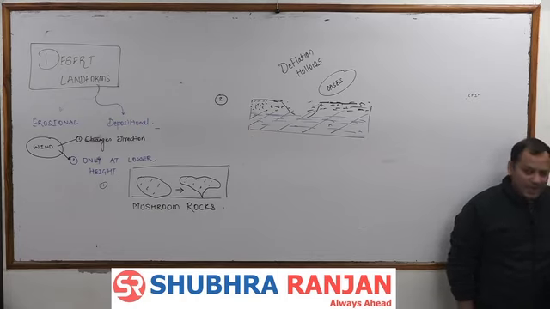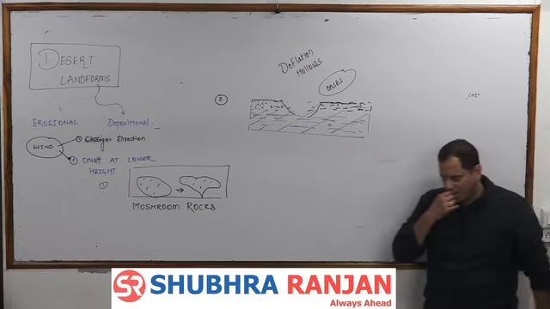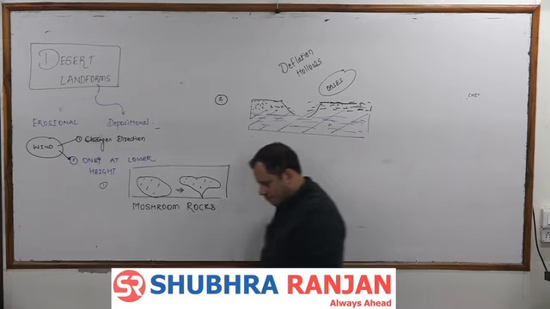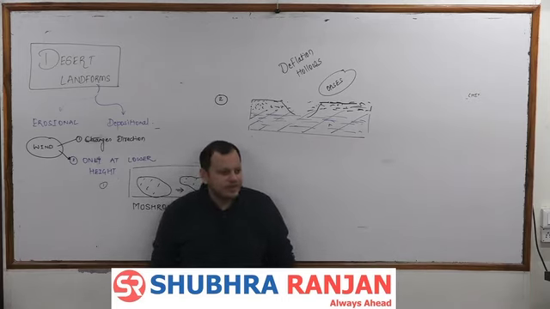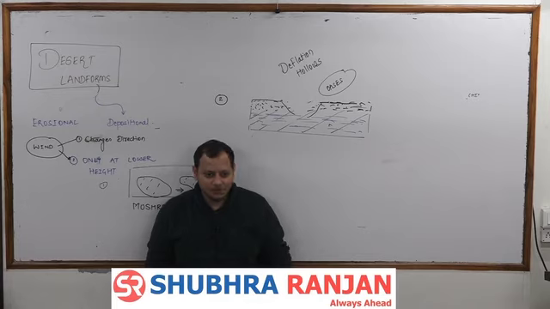Wind is the most active agent of erosion in the deserts. Full stop. Tomorrow if a question comes, "wind is the only agent of erosion in the desert", no, false. Water can be anywhere. Understanding?